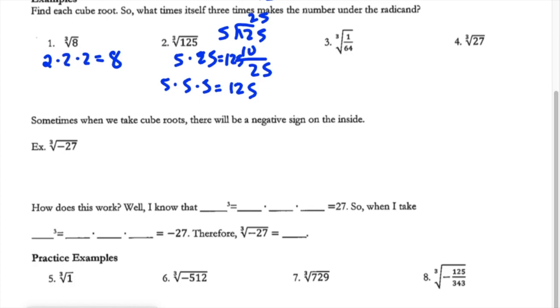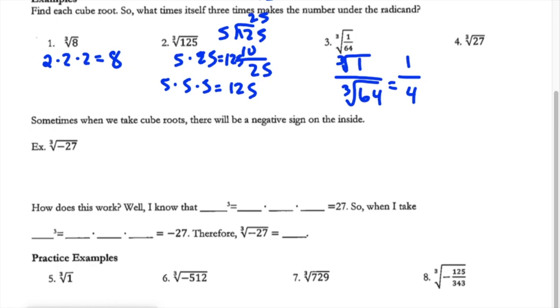Okay, moving on to number 3, we have the cube root of 1 over 64. As we talked about before, the cube root of a fraction is going to be the same thing as taking a square root of a fraction. So take the cube root of 1 and the cube root of 64. The cube root of 64 is going to be 4. So our answer here is 1 over 4.